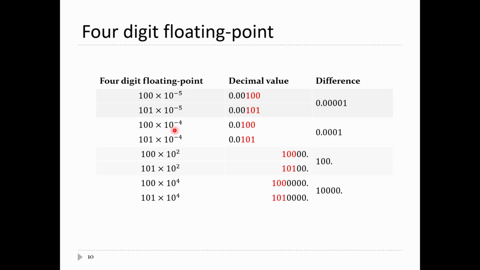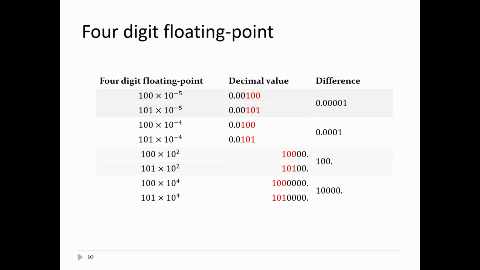Your next number is 100 times 10 to the -4. Your next number after that is 101 times 10 to the -4. What's the difference between these two values? It's 0.0001, which is different than that value there. So not only do you have a finite number of values that you can represent, the spacing between adjacent values is different. Here the spacing between these two numbers was 10 to the -5. Now it's 10 to the -4.